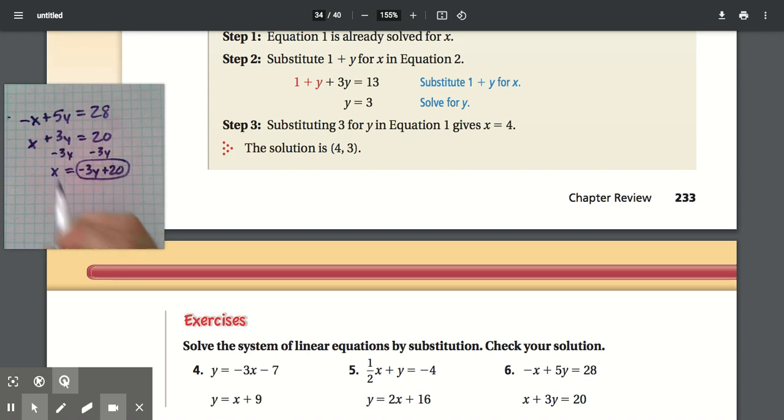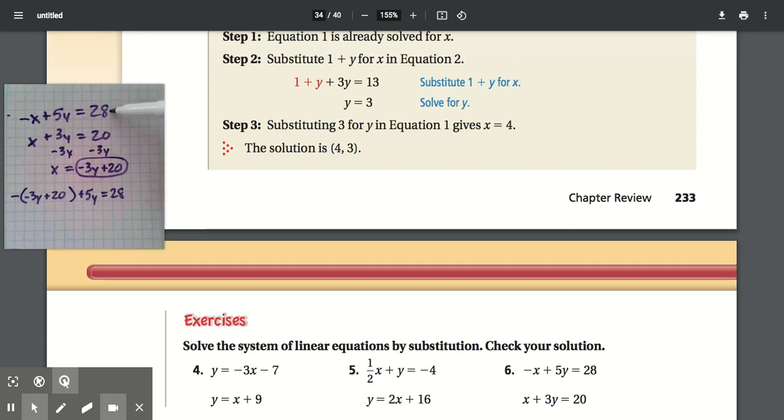So we're going to take this equation and we're going to say negative x, which is negative 3y plus 20, plus 5y equals 28. And all we did was take this equation, and anywhere where we had an x, we put this whole value in for the x. Do you see that? But we have a negative out here, so we have to use the distributive property to get rid of the parentheses. So negative times a negative is just 3y. Negative times 20 is minus 20, plus 5y equals 28.